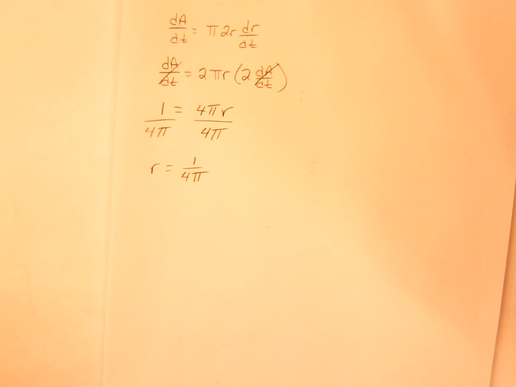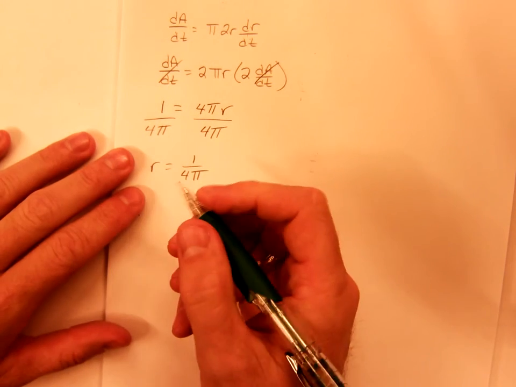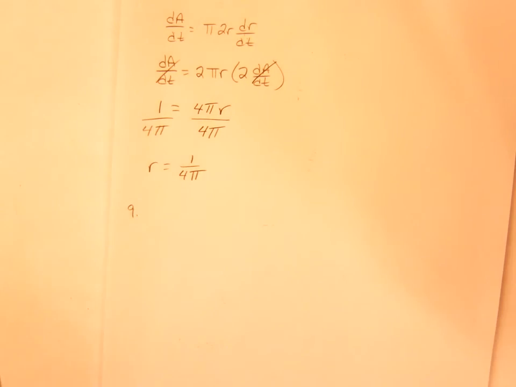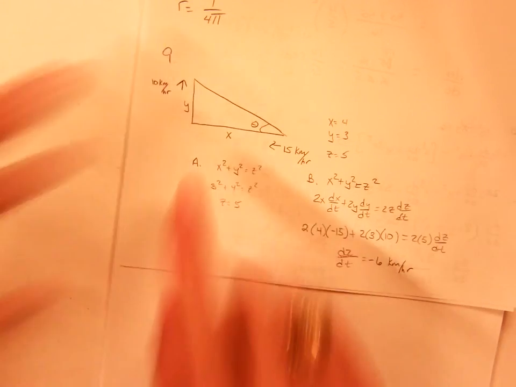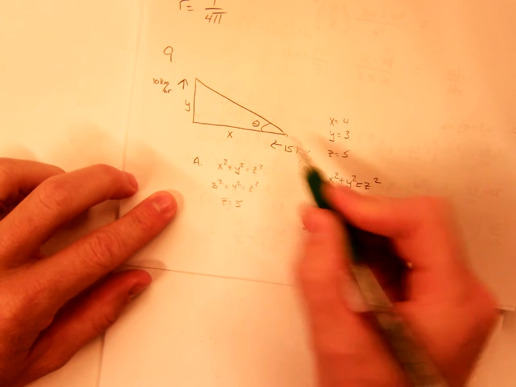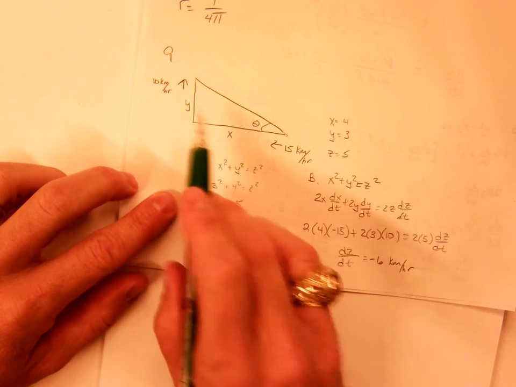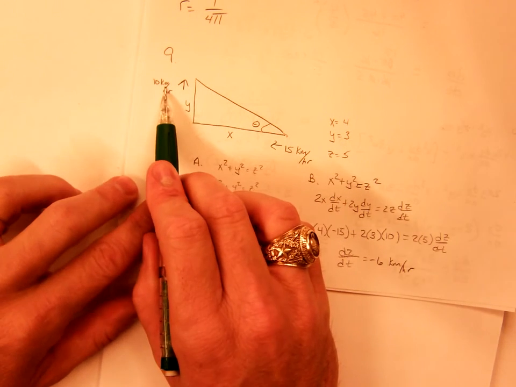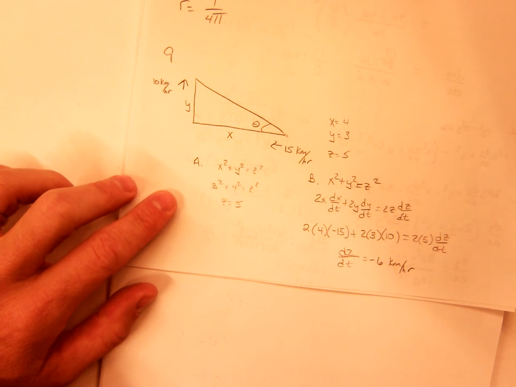All right, number 9. Ship A. I'm going to do this like this if this is okay. I think I can do it a little faster. So ship A. Here's my picture that I've drawn. Ship A is over here, and it's moving to the left at 15 kilometers per hour. Ship B is over here, and it's moving at 10 kilometers per hour. It says find the distance in kilometers between ship A and ship B when x is 4 and y is 3.